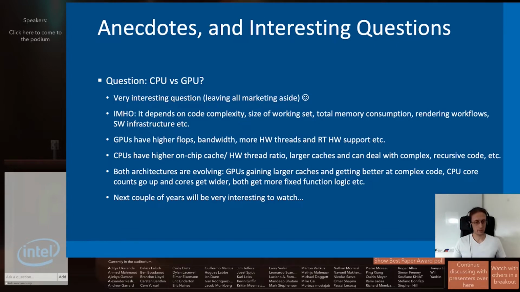So GPUs are gaining larger caches, getting better at handling complex code, and on the other side, CPUs' core counts go up and the cores get wider, more powerful, right? And both CPU and GPU get more fixed function logic, right? For handling matrix stuff and stuff like that. So in my personal opinion, it will be very interesting to see how they evolve and which one will be the favorite architecture going forward. And I think it really depends on the actual usage scenario.